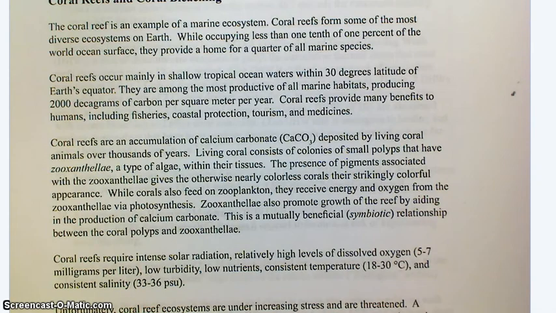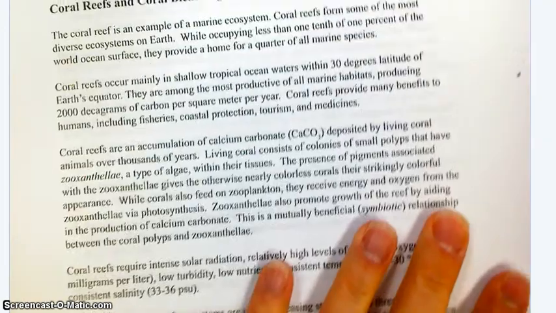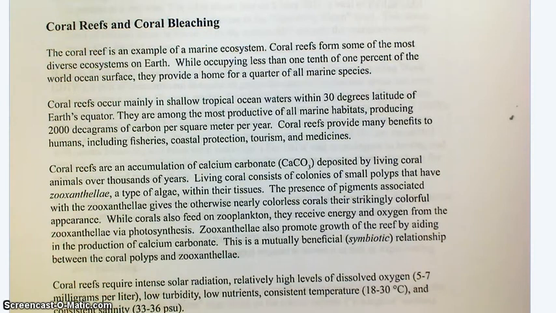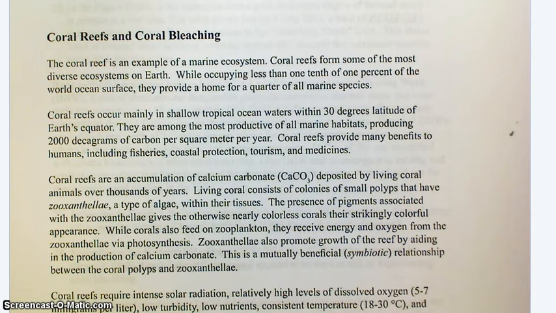All right, and that brings us to the next sentence. It says, coral reefs form some of the most diverse ecosystems on Earth. While occupying less than 0.1% of the world ocean surface, they provide a home for a quarter of all marine species. So you're talking about a very, very small area of the ocean, but you're talking about 1/4 of all of the marine species that we find. So there's a whole lot of biodiversity associated with coral reefs. Okay?